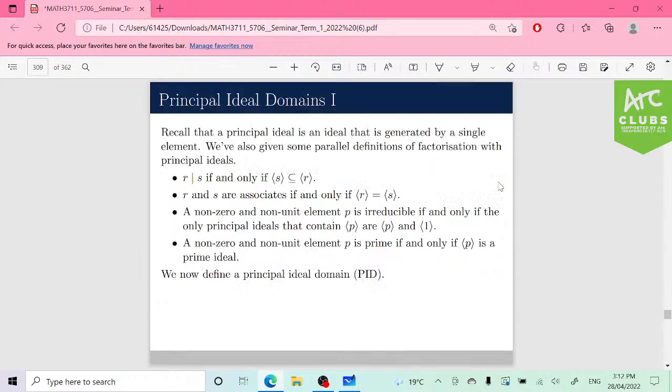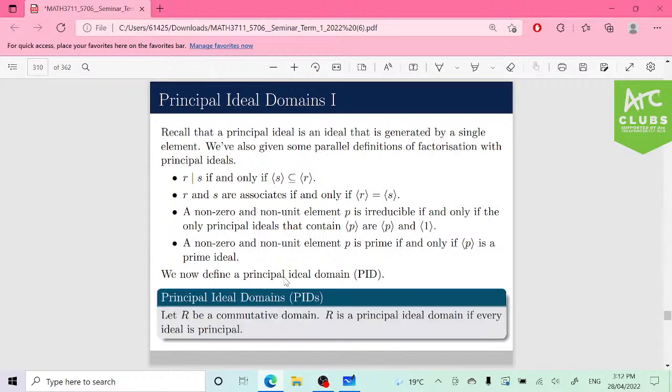Cool. All right. Once we've talked about that, we can talk about a principal ideal domain. We've looked at the parallels between factorization and principal ideal domains, so we can now define what a principal ideal domain is. So let's consider a commutative domain.